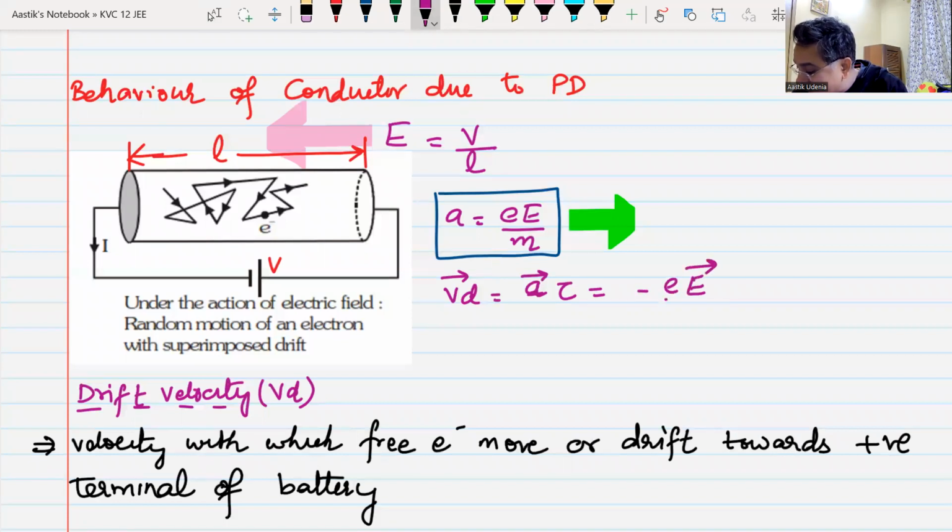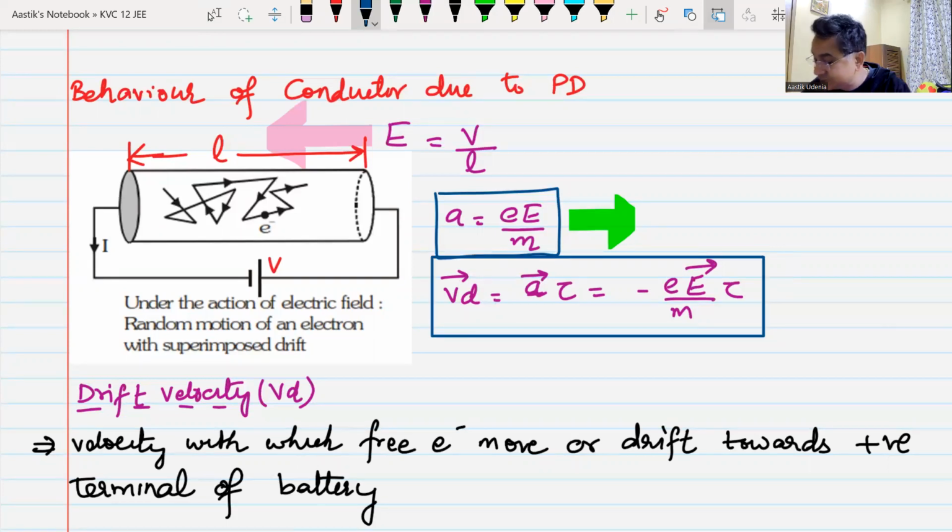So now I can write it like this: minus e by m into tau. Very important result. Why is this negative sign written? Why this negative here? I always talk about positive things in life. Tell me, why this negative sign?